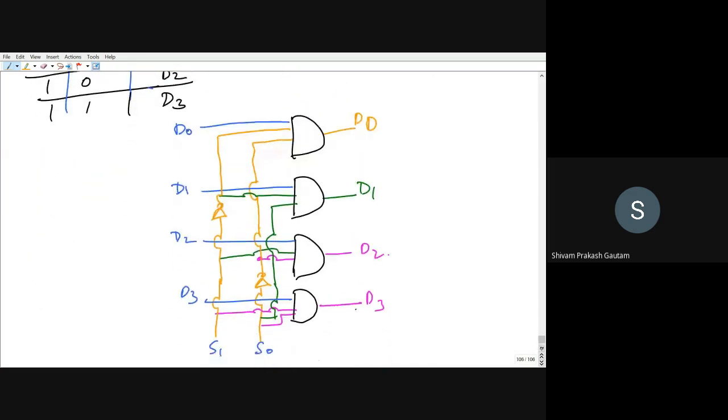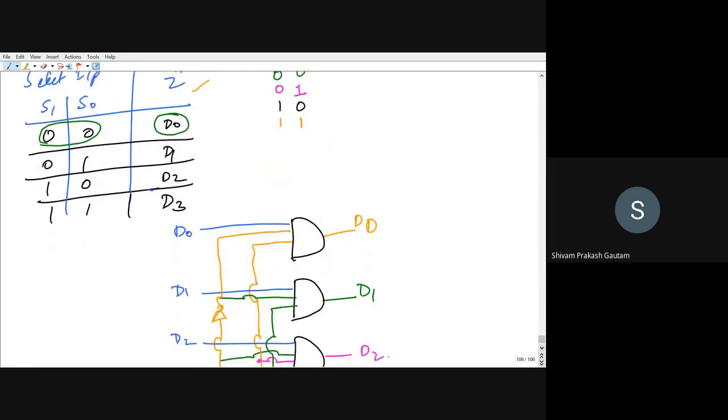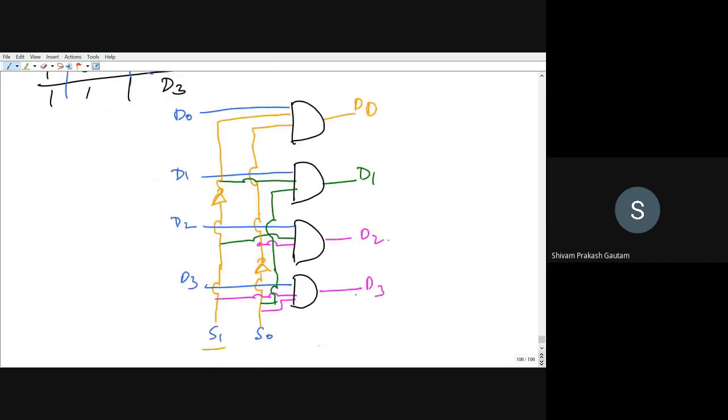Now if you want to draw it using logic, there are 4 AND gates. For the first case, S1 and S0 are both 0. This is S1 and this is S0. I have passed each through a NOT gate, you can see here and here. So if S1 is 0 and S0 is 0, we will be getting 1 and 1 here, right?